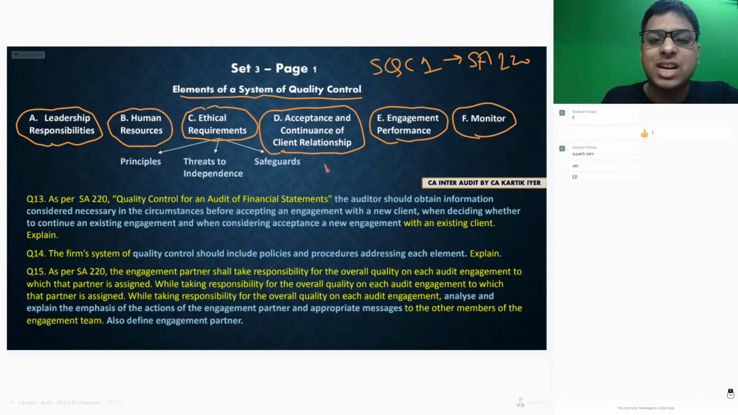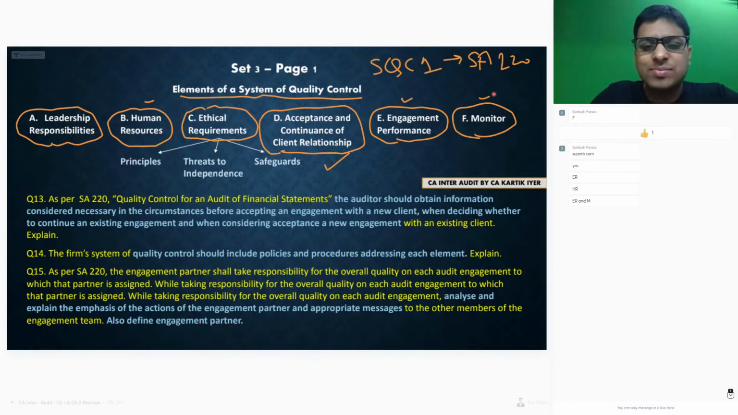That is acceptance and continuance of client relationship. Then Amir Khan calls his assistant. That is human resources. He asks him to climb the mango tree and get the mango. That is basically called engagement performance. And finally, Amir Khan checks the mango. That is called monitoring.